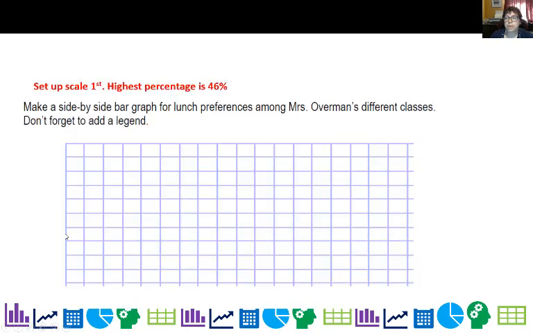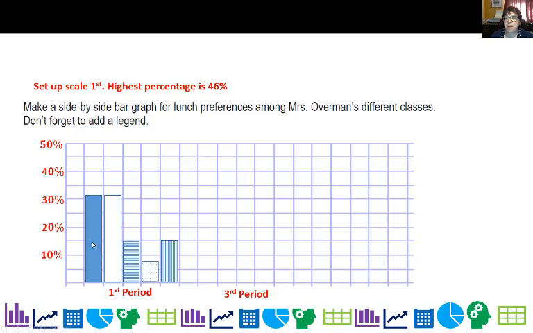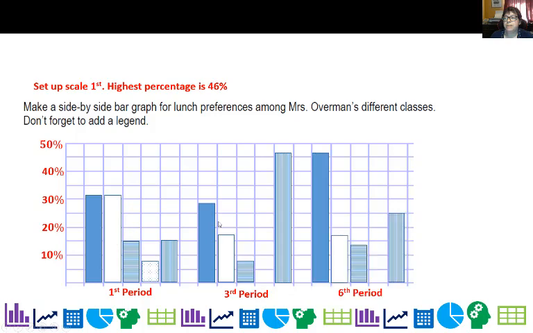So here we go. First, my highest percentage was 46%, so I need to go up to 50. I have 10 units here. So I'm going to go every 5. It looks like every 10 because I'm not marking every single unit. Then I'm going to have my first period, and here's the graph showing burgers, tacos, nachos, bagel, and pizza. And there's third period and sixth period.